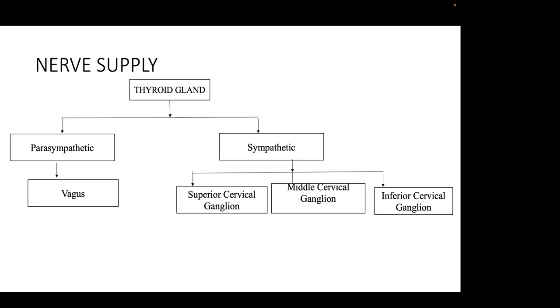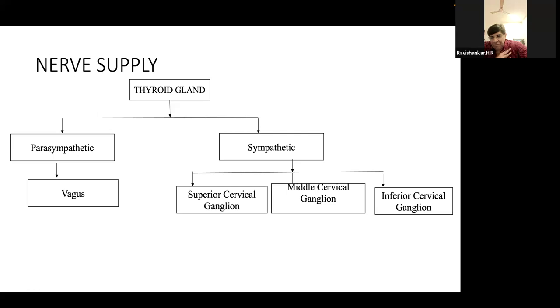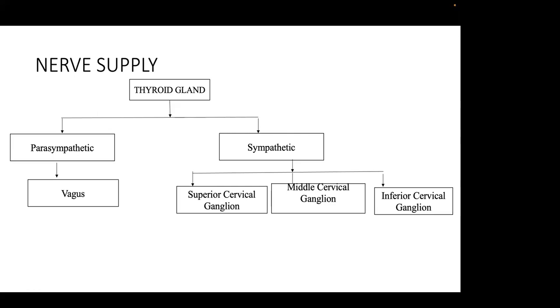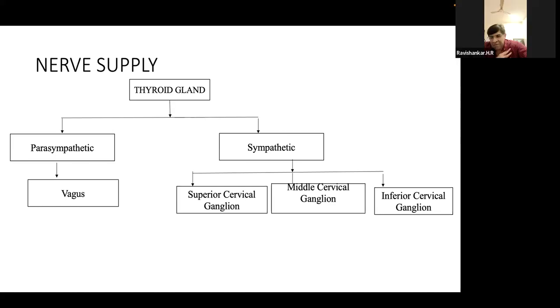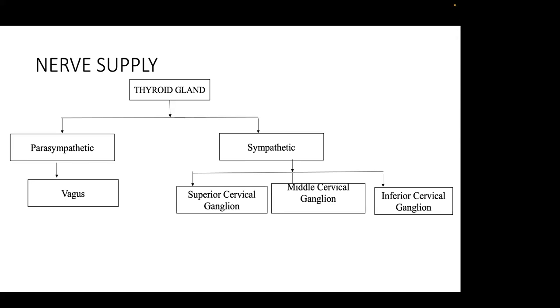One is about identification of the recurrent laryngeal nerve. It's always better to identify the recurrent laryngeal nerve and then carry on the dissection, because that avoids injury to the recurrent laryngeal nerve.